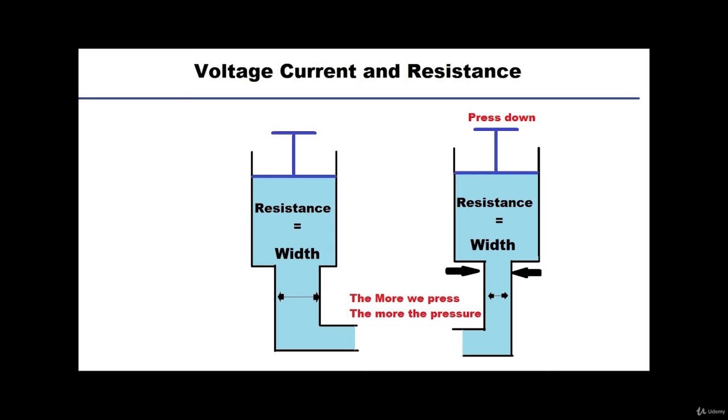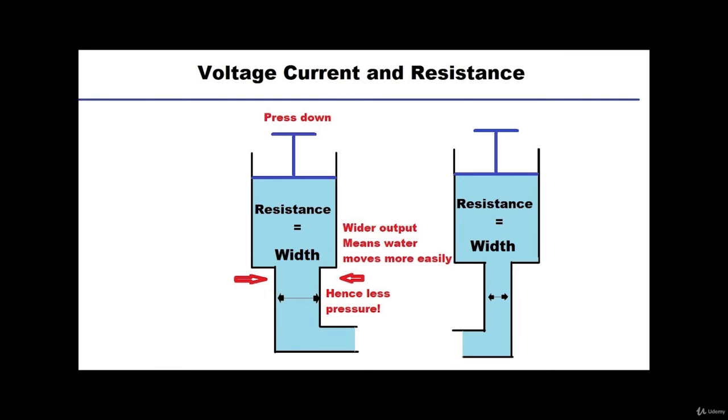out of the output. Now, if we press down on the tank on the left-hand side, we will see that we will have less pressure. That's due to the fact that the area of the output is wider than the area of the output of the first tank. It means we will have less resistance when we press the water out of the tank. Less resistance means less pressure and we can press more easily.